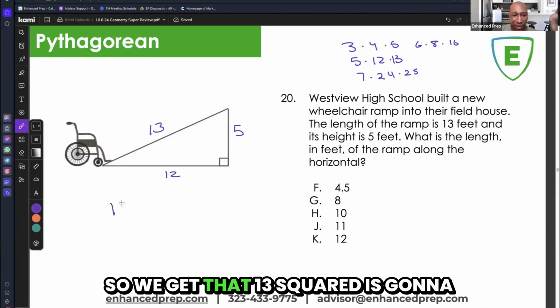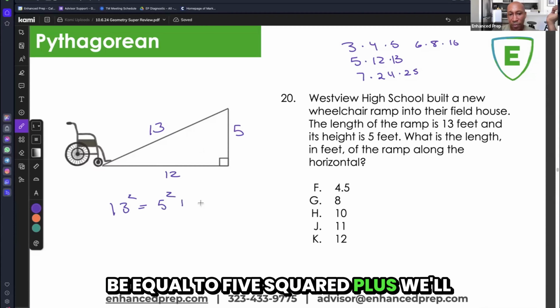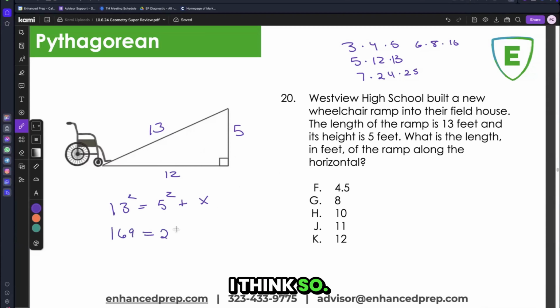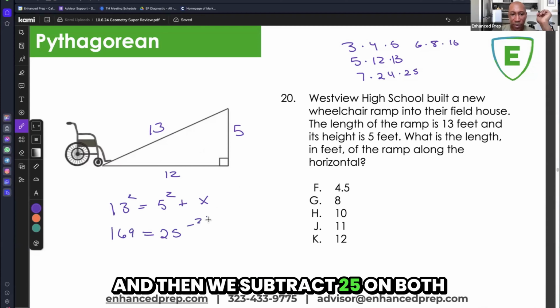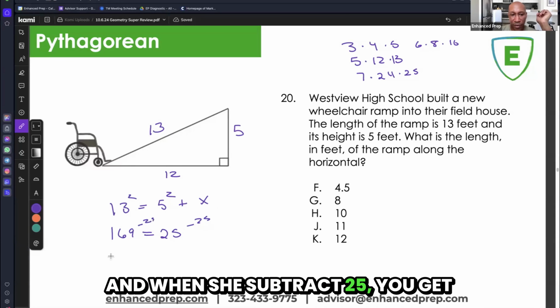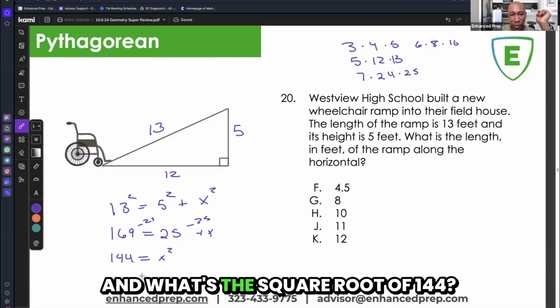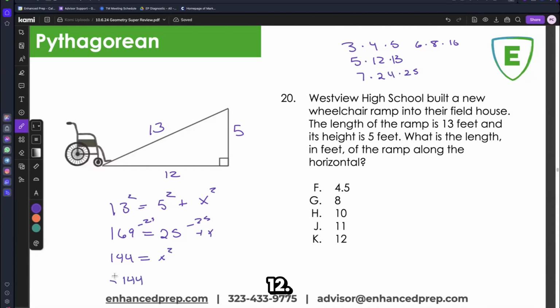So we get that 13 squared is going to be equal to 5 squared plus, we'll say, x squared. So what's 13 squared? I think it's 169, right? Equal to 25 plus x squared. And then we subtract 25 on both sides. And once you subtract 25, you get 144 is equal to x squared, right? And what's the square root of 144? 12. There we go, right?